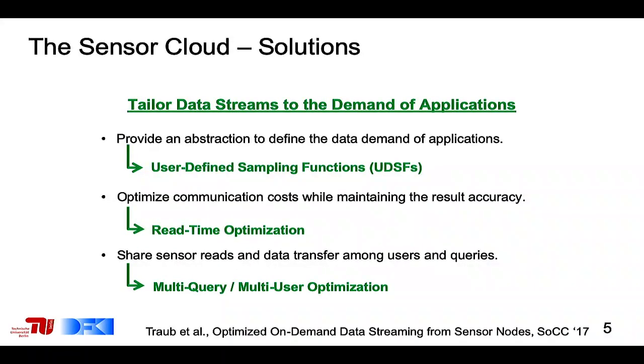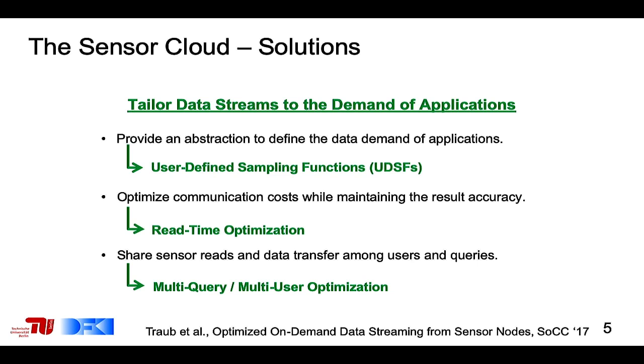So what are our solutions for that? The basic idea is that we want to tailor data streams to the demand of applications to avoid this overload. And what does this data demand actually mean? We say that the demand of a data consumer is the minimum number of data points which is required in order to run a certain application and provide results with some defined precision.